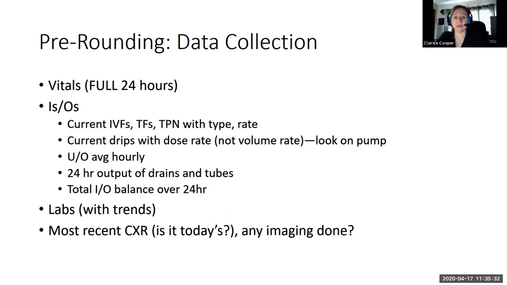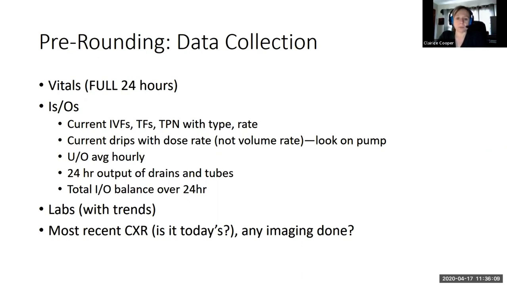This means all of their intake as well as all of their outputs. So as far as intake, their current IV fluids, tube feeds, any TPN they may be on. You need to know what types of fluids or tube feeds they're on. You need to know the rates that they're actually receiving. For drips, they may be on pressors, they may be on an insulin pump, a heparin drip, an amiodarone drip for rate control, or a host of other things. So you'll want to look at what those drips are that are currently running, in addition to sedation.